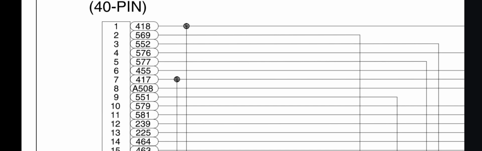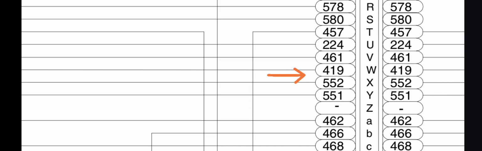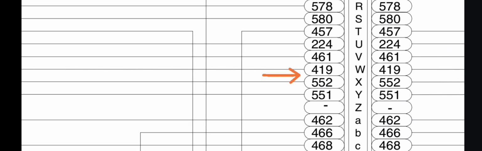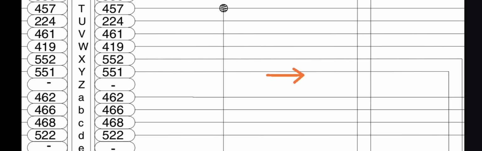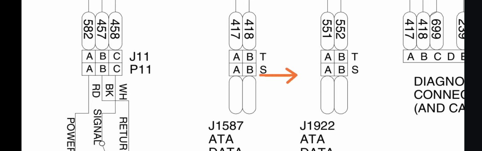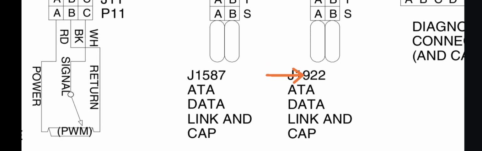Okay, next let's see the next pins, like 552. If we follow 552, it goes directly to this one, and then turns on the right side and goes directly to 552 here, and a firewall connector X, and then out from X to 552. Then we follow further, and as you can see, 552 comes down again, here is 552 and 551 AB AB TS.